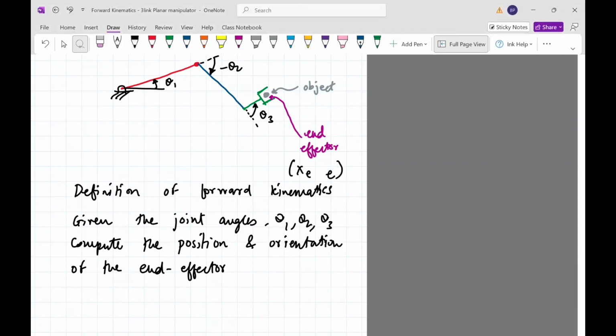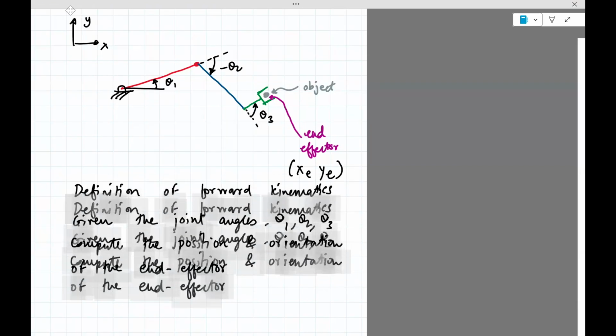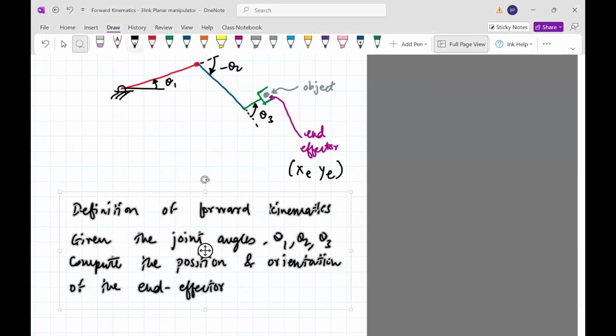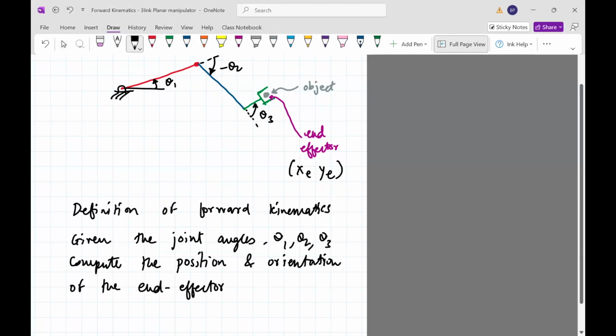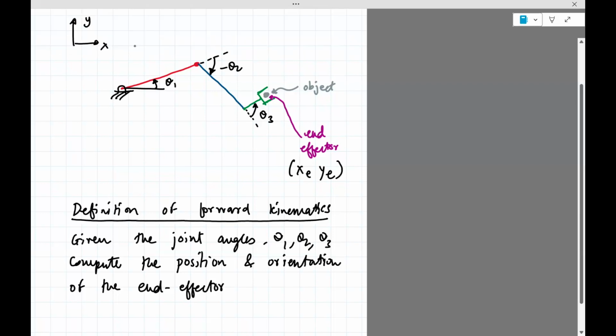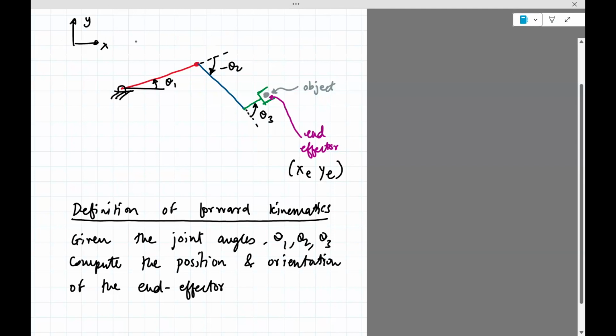manipulator. Just that happens that we are usually interested in putting the end effector at the location where we want to pick things. That's why it's usually the end effector. But that's the definition. Now I forgot to draw the orientation. In this case, the orientation for the end effector is going to be the angle made by the end effector with the world frame.